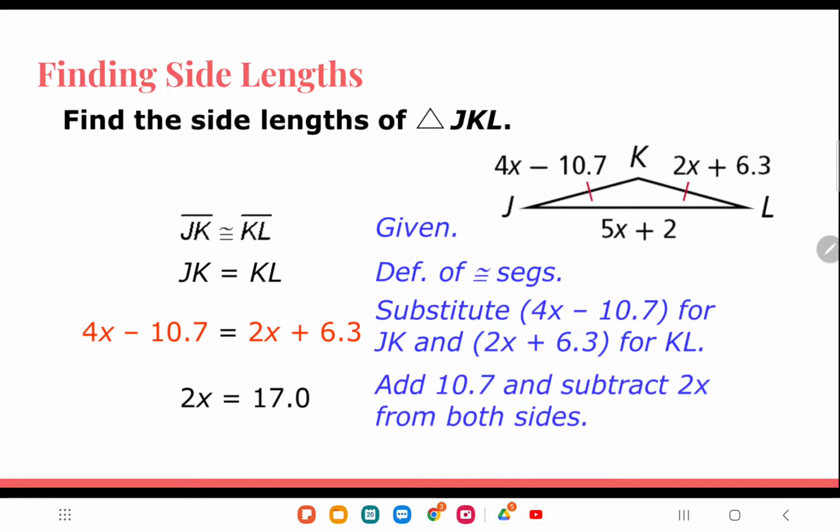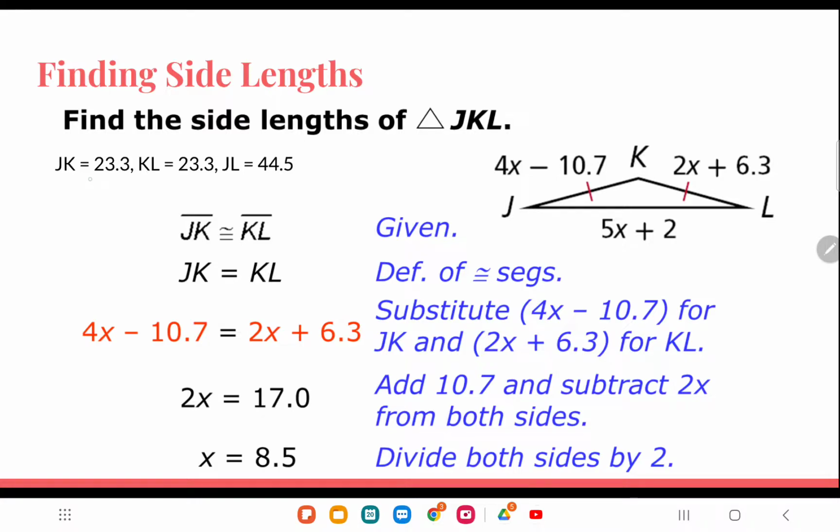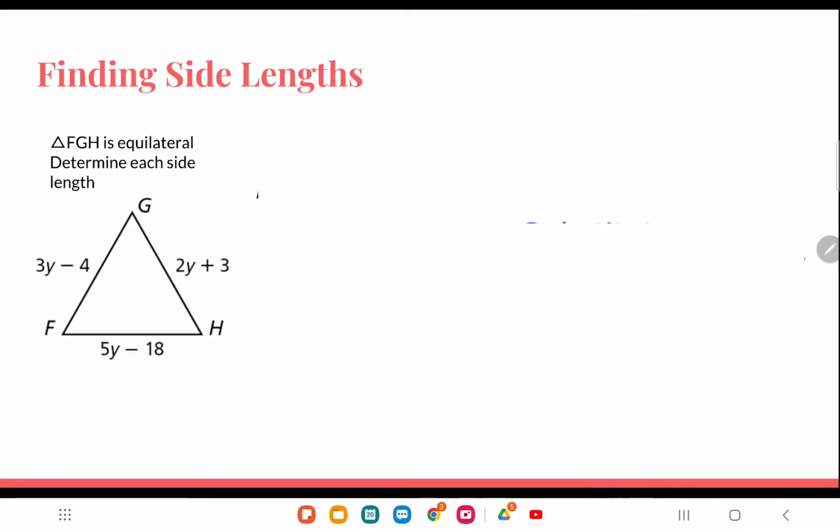Then adding 10.7 and subtracting 2x from both sides gives us 2x equals 17. And dividing by 2 gives us x is equal to 8.5. We can substitute this value back in to the side length expressions to determine the side lengths of the triangle. There they are up at the top. JK is 23 3/10 units. KL similarly 23 3/10. And JL, the longest side, is 44 5/10.